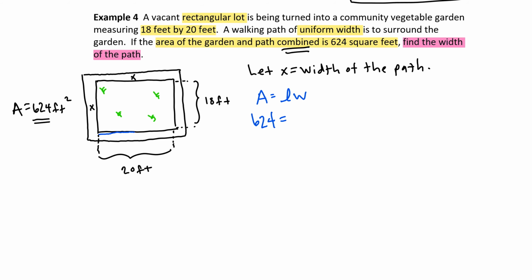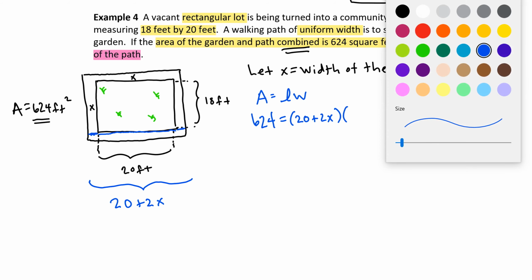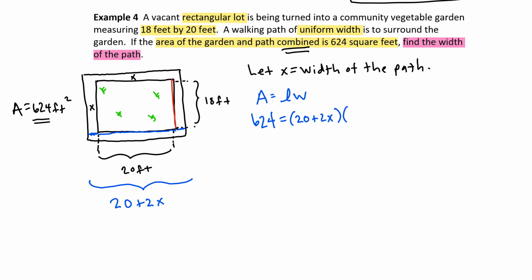Now, let's talk about the length. The original length of the rectangle was 20 feet. But remember, we have increased this length by x units on this side and x units on this side. So we could say the length of the big outside rectangle is 20 plus 2x. So we'll plug 20 plus 2x in for the length, and we're going to do the same thing with the width. Notice on our rectangle, the original width was 18 feet, but I've increased it x units this way and x units this way. So the larger dimension there is going to be 18 plus 2x.